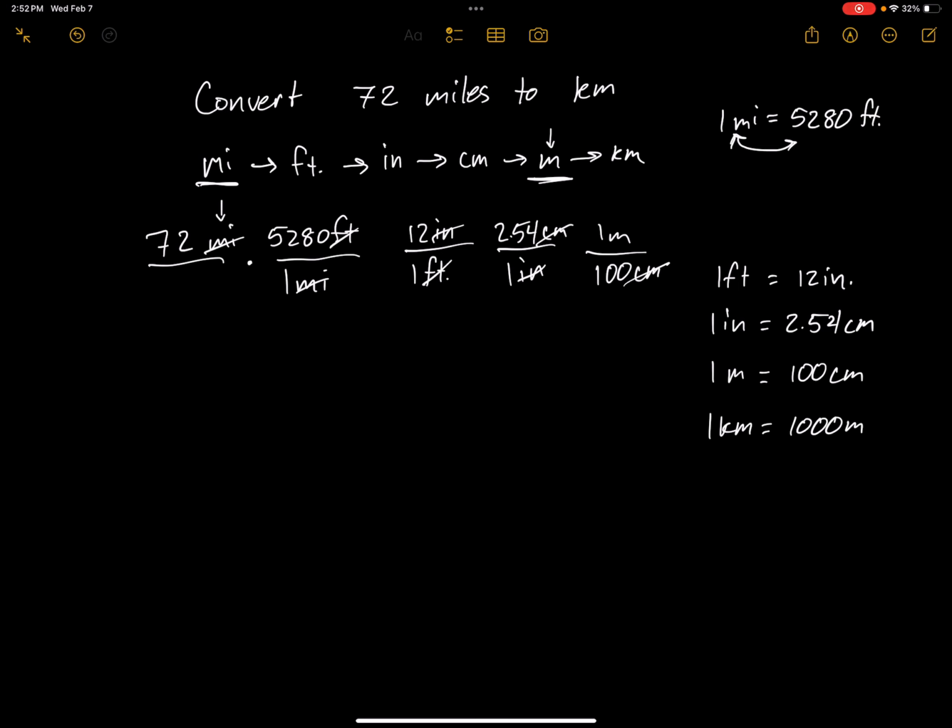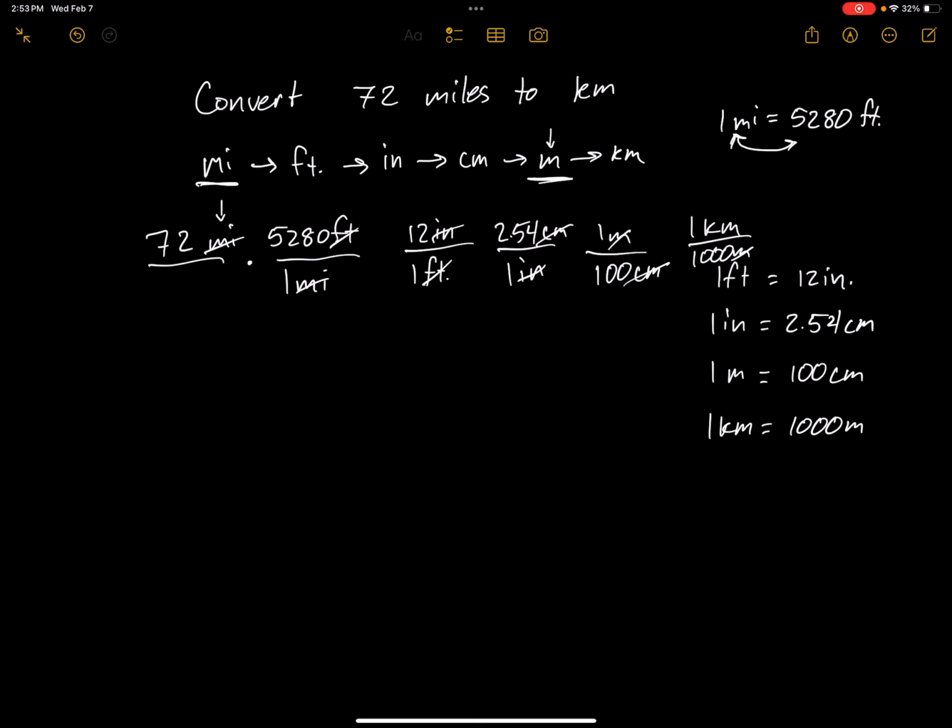They are pretty common, and it's good to have them memorized. The way that you'll usually memorize these is just by using them over and over. Finally, this will get me 1 kilometer over 1,000 meters. Didn't leave myself enough space. Those meters and meters cancel off too.